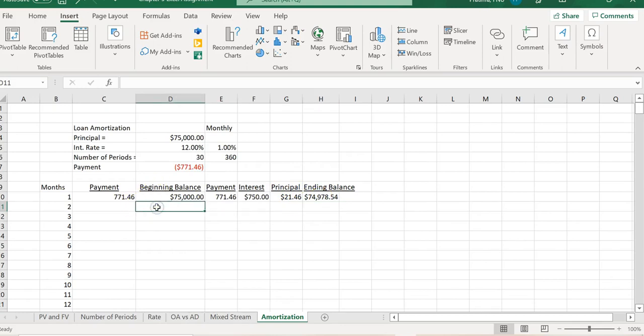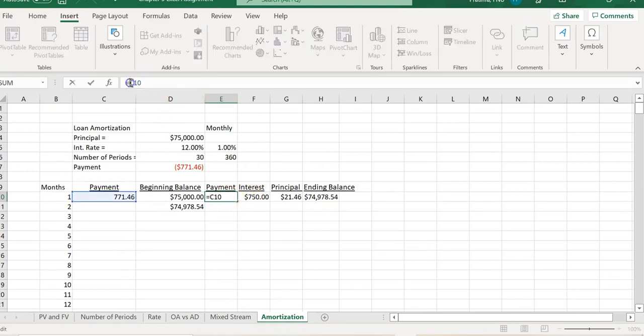Okay. So now this beginning balance should be exactly what the previous month's ending balance was, right? Now this payment will remain the same. This payment will not change. Here I did this C10. I should make it constant because our payment is not going to change throughout. It will remain the same. So if I make it constant, this payment will exactly be the same, right?